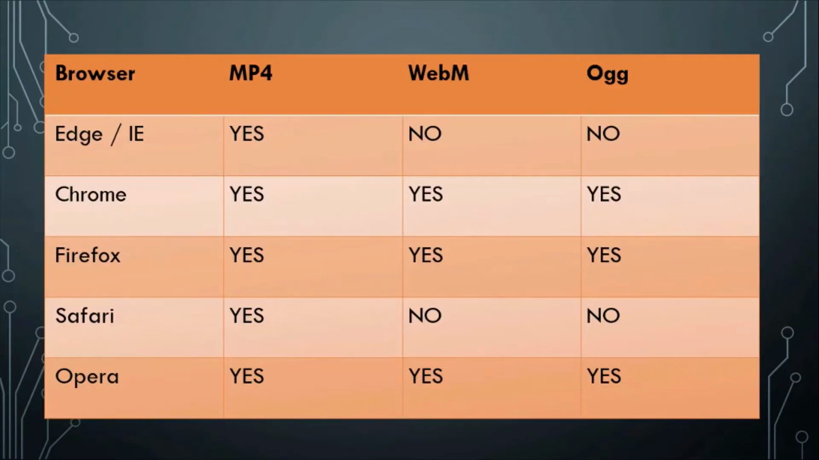Here is the list of browsers which support the different types of formats. The first browser is Edge or Internet Explorer. It supports MP4 but not the other two, which are WebM and OGV. The second browser is Chrome, which supports all the 3. The third browser is Firefox, which also supports all the 3 formats. The fourth is Safari. It only supports MP4 and not the other 2. And the last one is Opera, which supports all of the 3 formats.